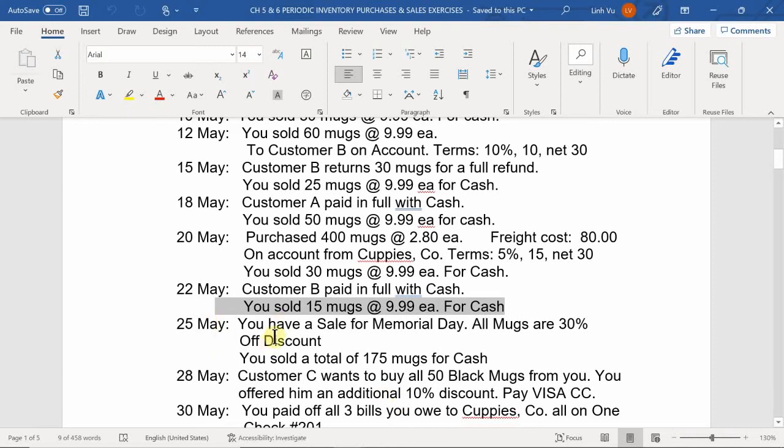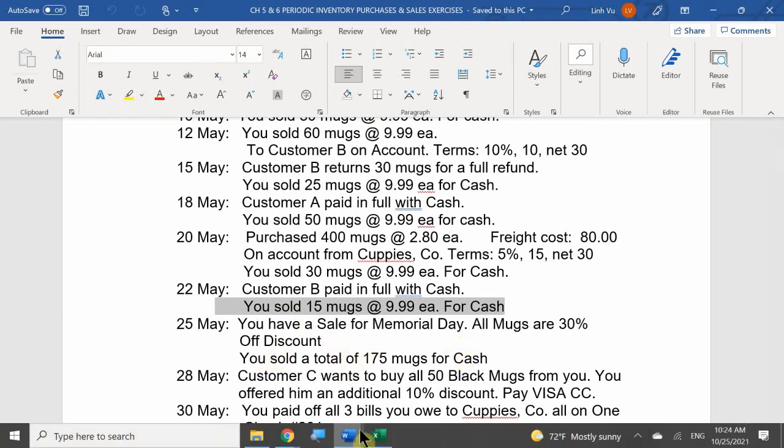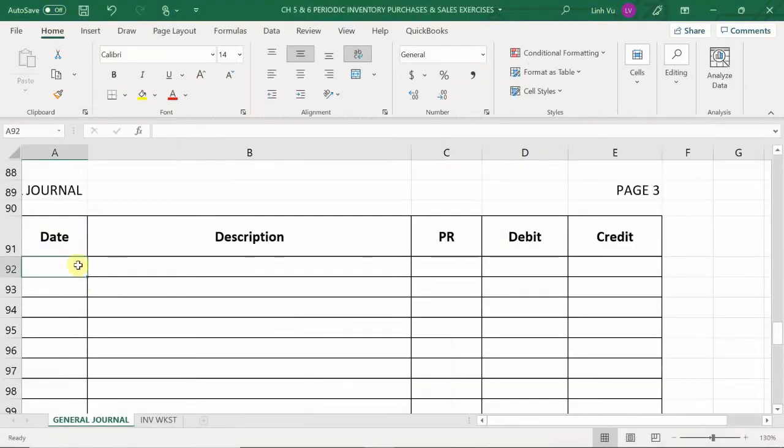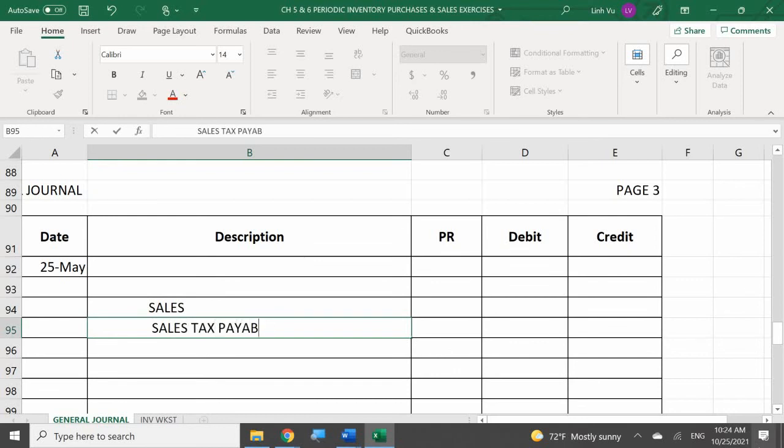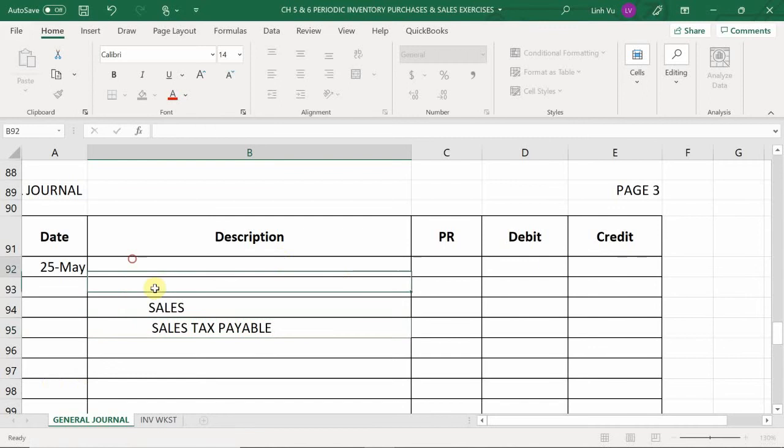On the 25th, we have a sales discount and we sold a total of 175 mugs for cash. So how should we journalize this? With sales tax payable, and then cash, and then I would want to say sales discount. Good, excellent. So you got sales, and you have sales tax payable. And then, of course, up here, we're collecting cash as well as applying our discount.